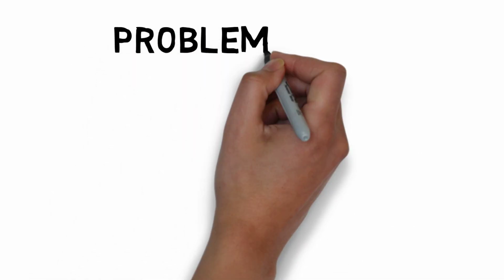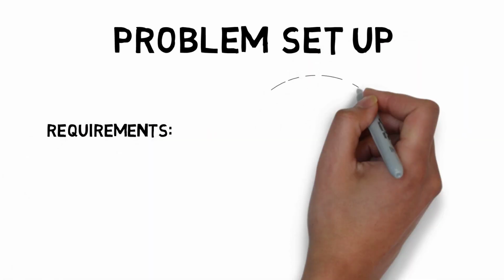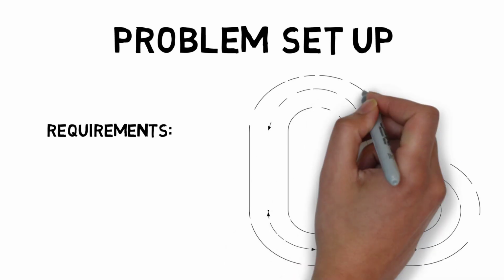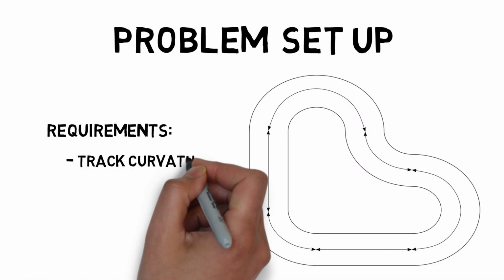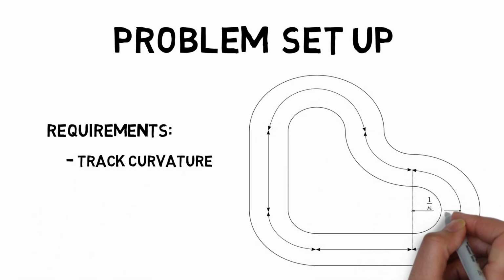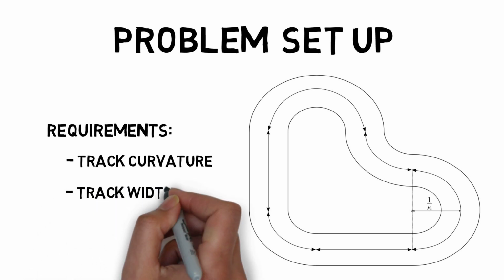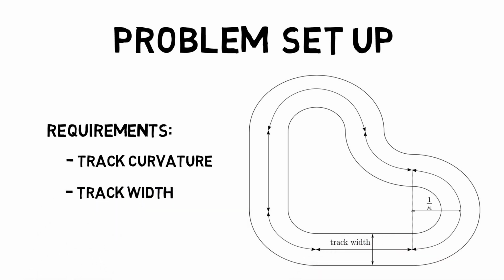Driving as a racing driver requires some previous knowledge of the track and the vehicle. In this case, we will need to know the following: the curvature of the circuit at every point along the center line, the width of the track, and the car dynamic parameters.